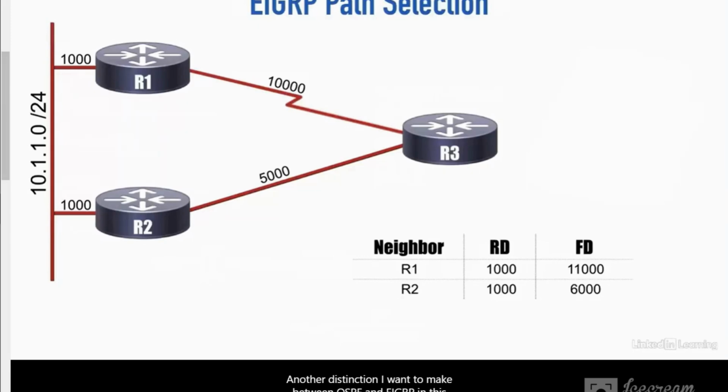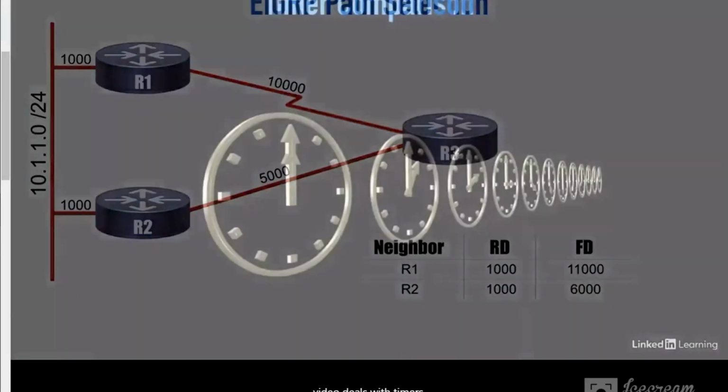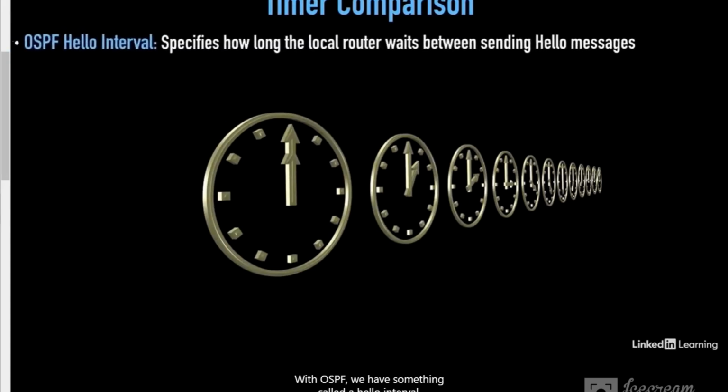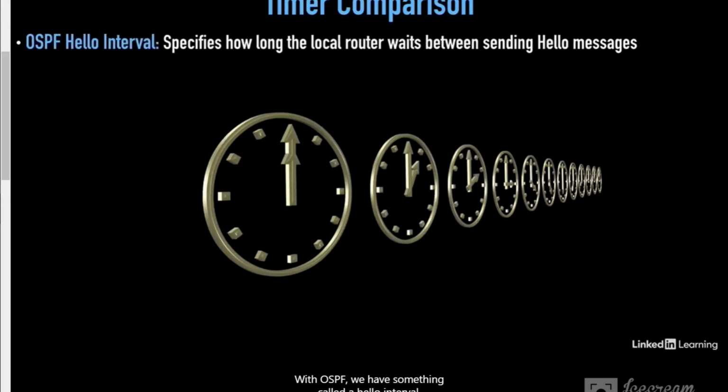Another distinction I want to make between OSPF and EIGRP in this video deals with timers. When we talk about timers, we're talking about a conversation that goes on between neighbors, be they OSPF neighbors or EIGRP neighbors. In order for one router to know that its neighbor is still there, it expects to hear a hello message from that neighbor periodically. And the timers work a little bit different with OSPF and EIGRP. With OSPF, we have something called a hello interval.